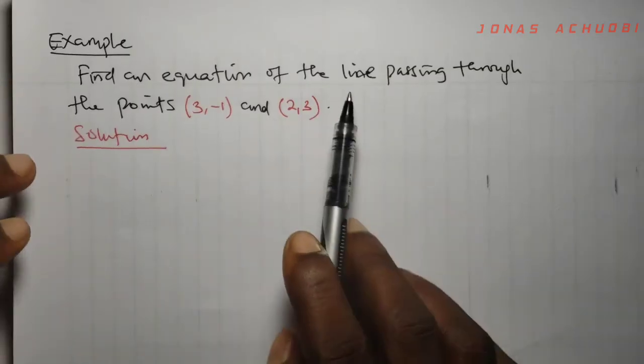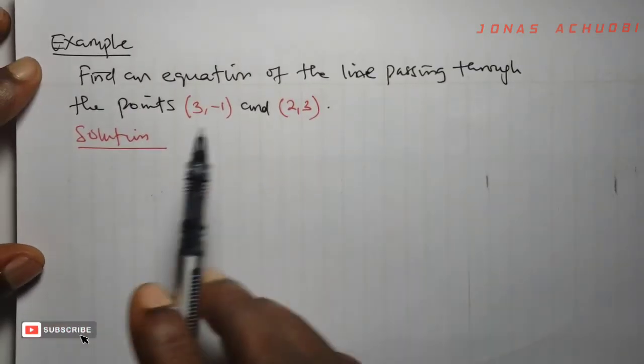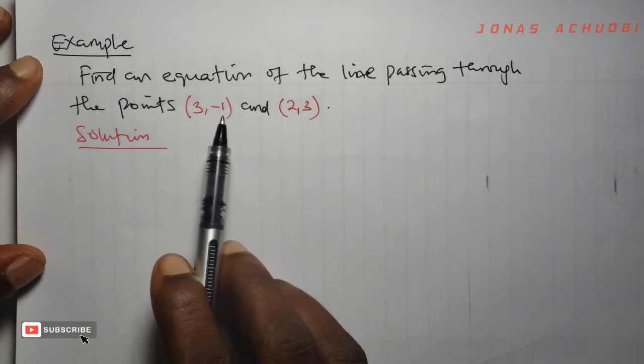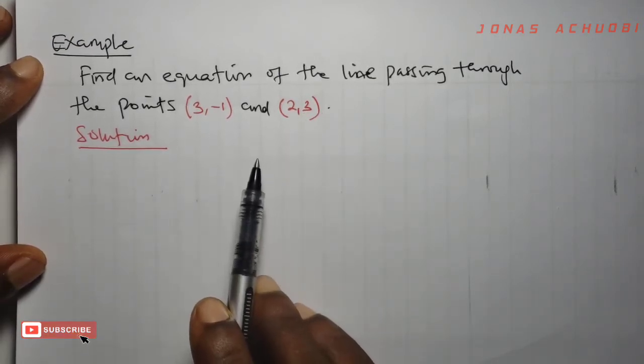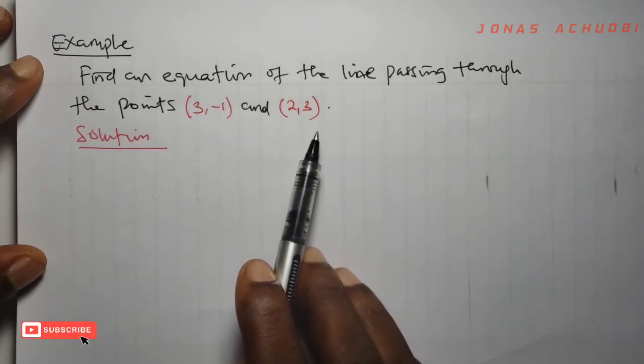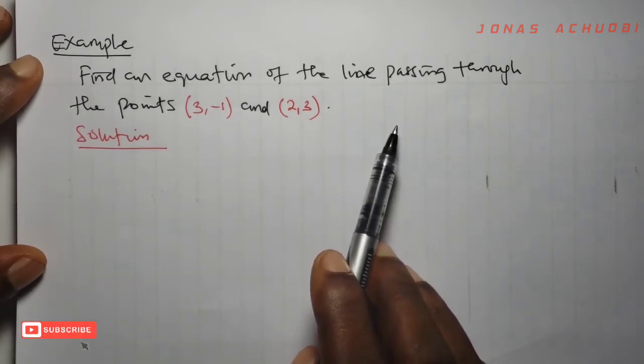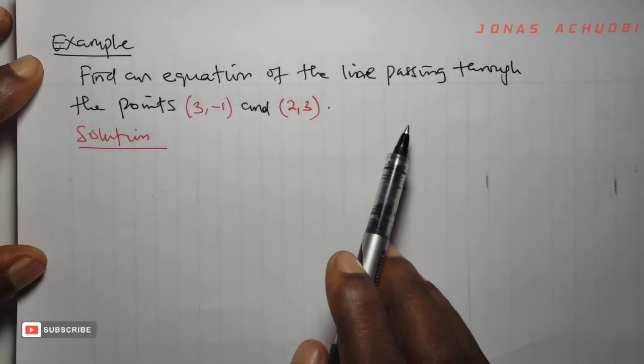Find an equation of the line passing through the points (3, -1) and (2, 3). Now, in this problem, we're given 2 points and no slope. So is it possible to apply the point slope equation form? The answer is still yes.